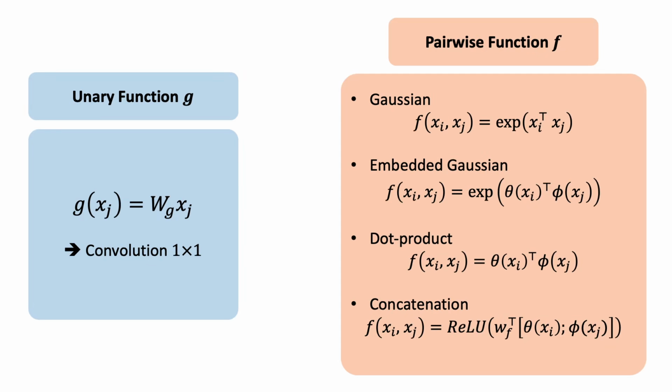For the unary function, the authors use a simple linear function shown here as g equals w sub g times x. And this can be implemented simply using a 1-by-1 convolution. Recall that 1-by-1 convolution is essentially like applying a dot product along the channel dimension. For the pairwise function f, the authors proposed 4 different choices.